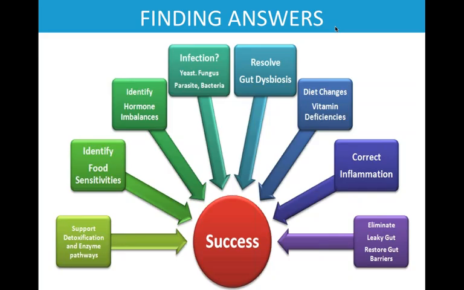You want to be eating about a pound of vegetables a day. Lots of leafy greens. You want to make sure that you know where your meat's sourced from. Get plenty of good fresh fish. And then you want to eliminate leaky gut and restore your gut barriers. All these things are what we found to lead to massive amounts of success.